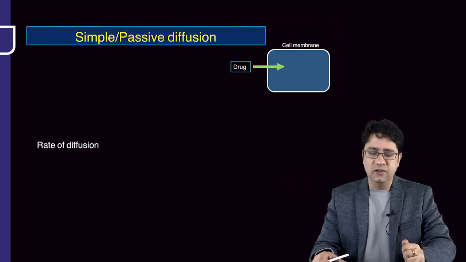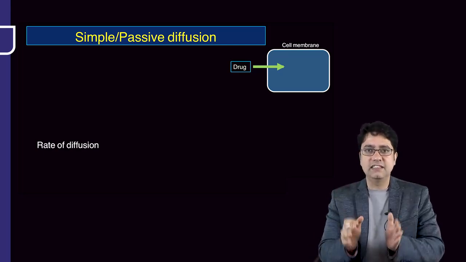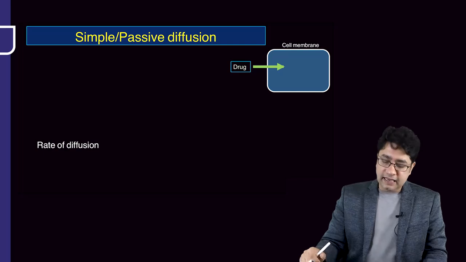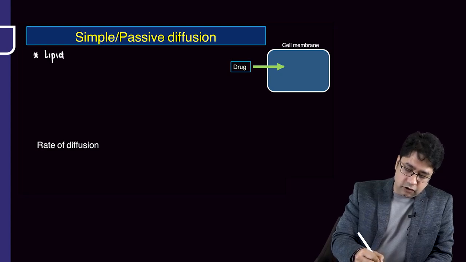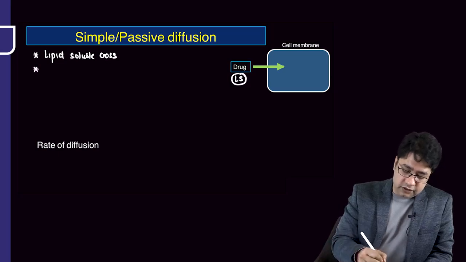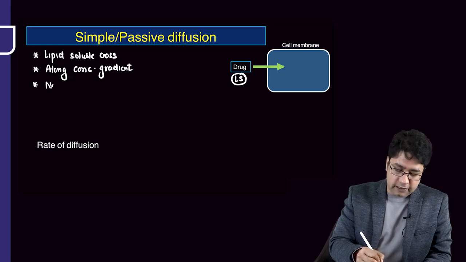Now let's talk about the most common method of crossing a cellular barrier, and that was simple or passive diffusion, and this needs greater attention in greater detail. So let's recall. In simple or passive diffusion, we discussed a lipid soluble drug crosses the cell membrane. So the drug must be lipid soluble and the drug moves along the concentration gradient. And being passive diffusion, no ATP is required.